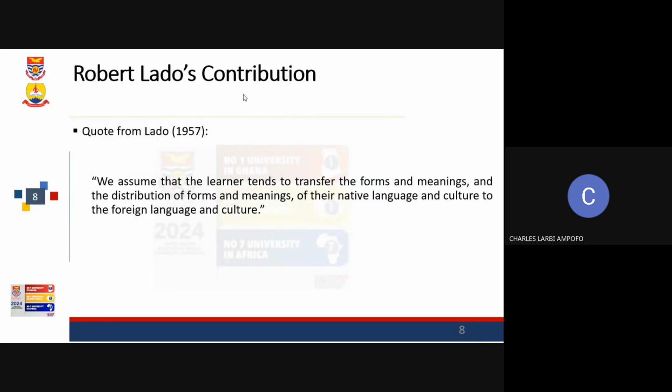Okay, so from Lado's text, that is Linguistics Across Cultures, there is a quote that we like to look at. It says that we assume, that is those who subscribe to contrastive analysis, that the learner tends to transfer the forms and meanings and the distribution of forms and meanings of their native language and culture to the foreign language and culture.